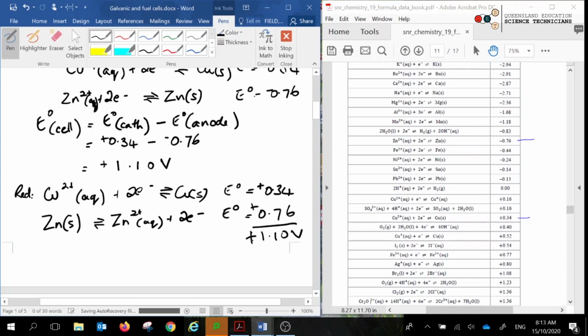And this means, because it is positive, that it is a spontaneous reaction. If I was trying to have the zinc being reduced, this would generate a negative because this would be the cathode and this would be the anode, so it would be a negative value, which means that it's non-spontaneous, so it wouldn't actually occur that way.